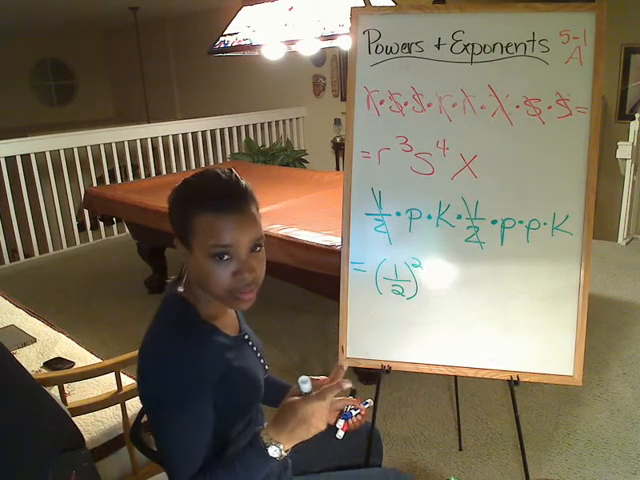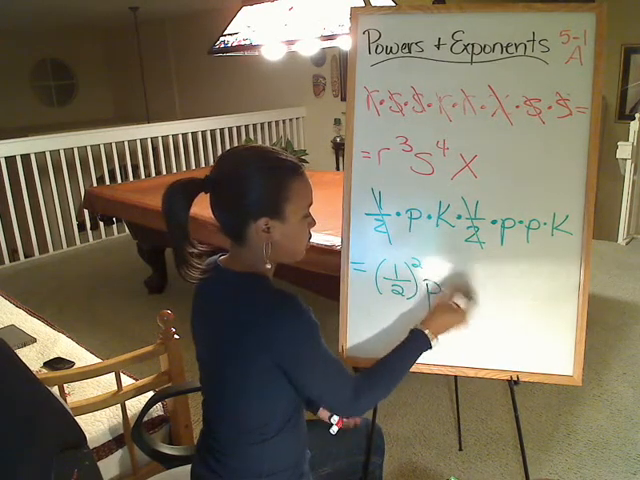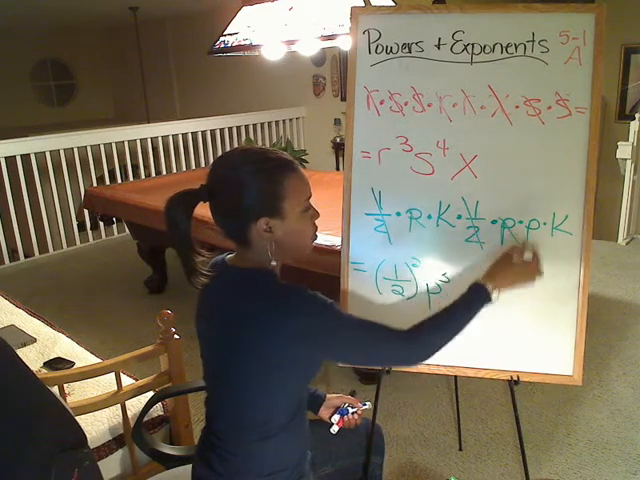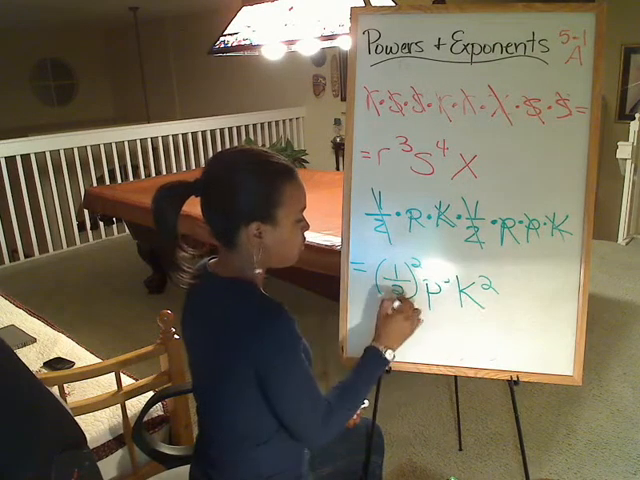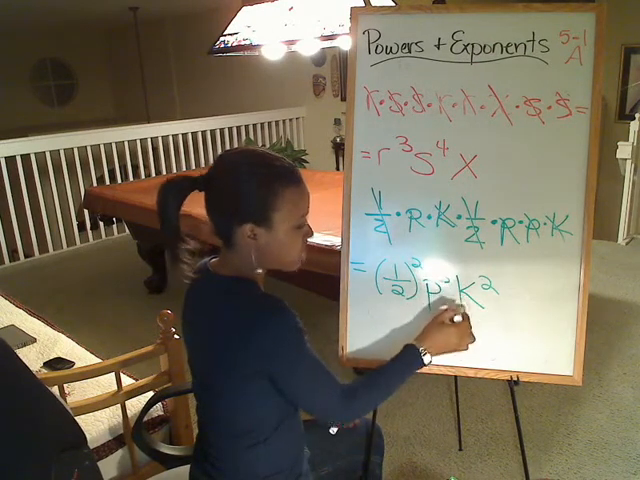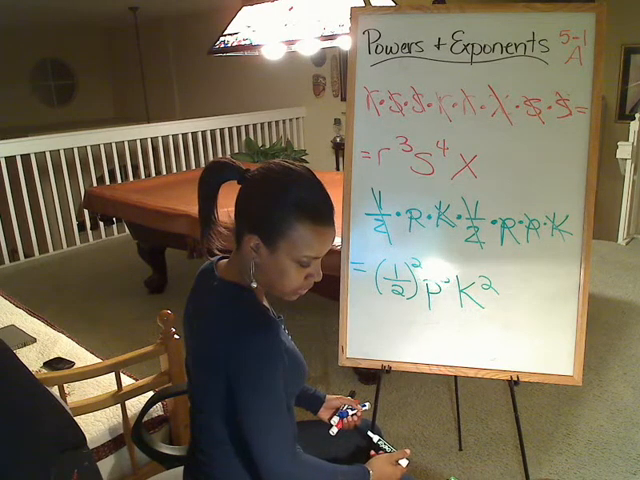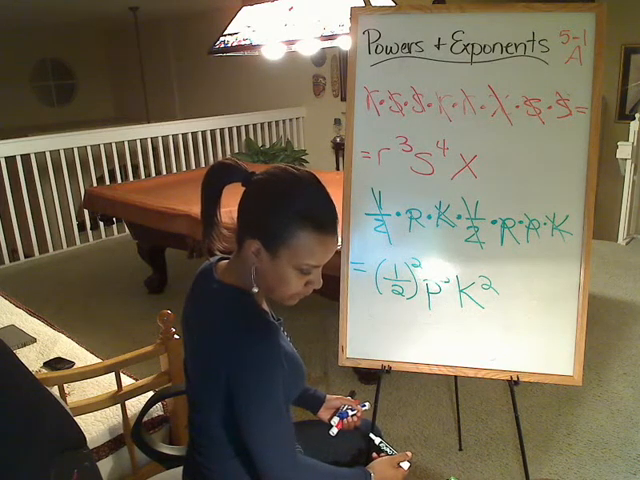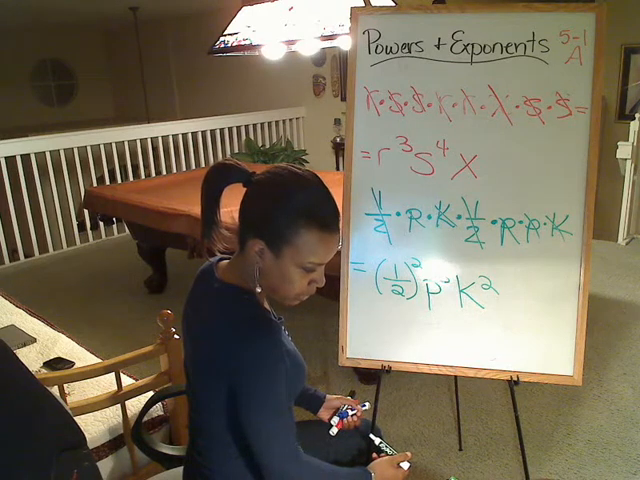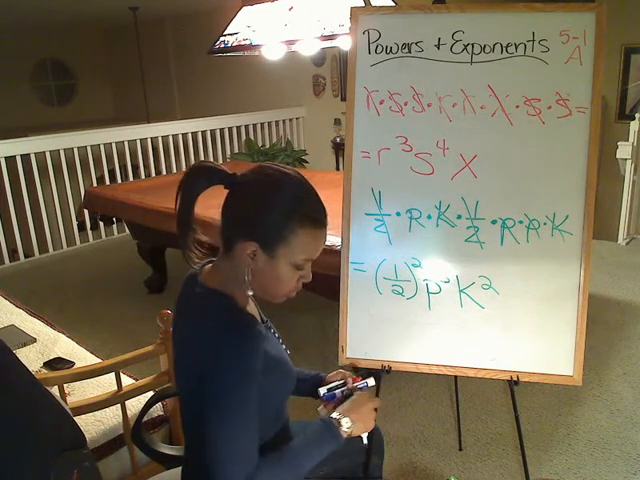There's 2 1/2s. How many P's do you have? 1, 2, 3. And you have 2 K's. So you get 1/2 squared P cubed K squared. And that's it for that. What else do we need to see? Oh, I know what we can do.